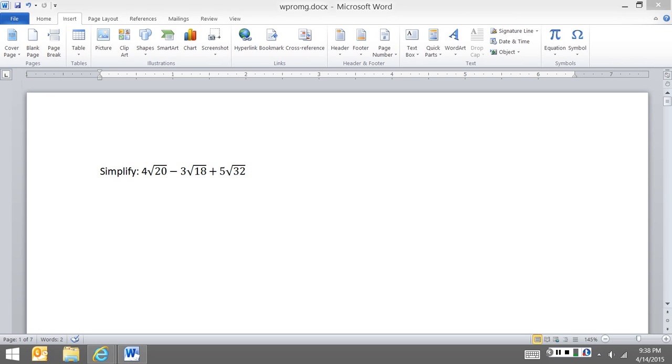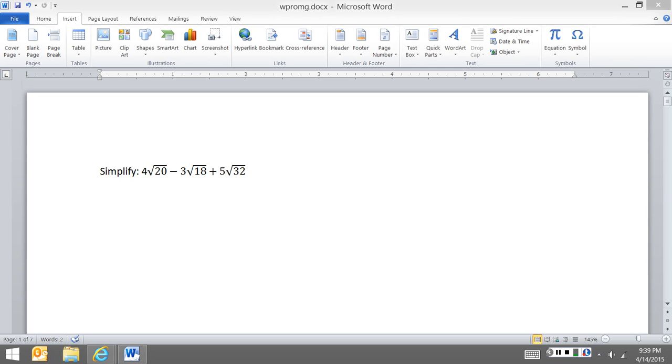But if I look at these 20, 18, and 32, you'll notice none of them are prime numbers. I might be able to break them down, and then it's possible I might be able to get them to match by pulling out whatever I can of the perfect squares. So I'm going to simplify each one of these. So as I look at 20, I want to look for what multiple I can rewrite it as to give myself a perfect square. So look at 20.